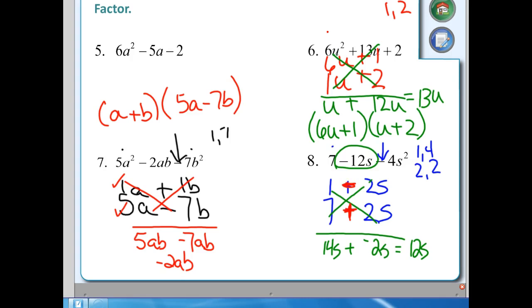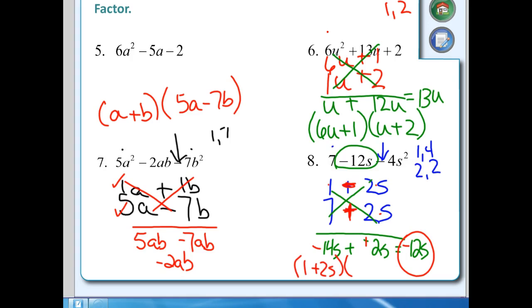Now let's cross multiply. 1 times 2 is 2s, positive 2s. Negative 2s and 7 is negative 14s. And so now I got the right answer as negative 12. And so that means the final answer here is going to be 1 plus 2s. And then the second line gives me my second binomial, 7 plus 2s.